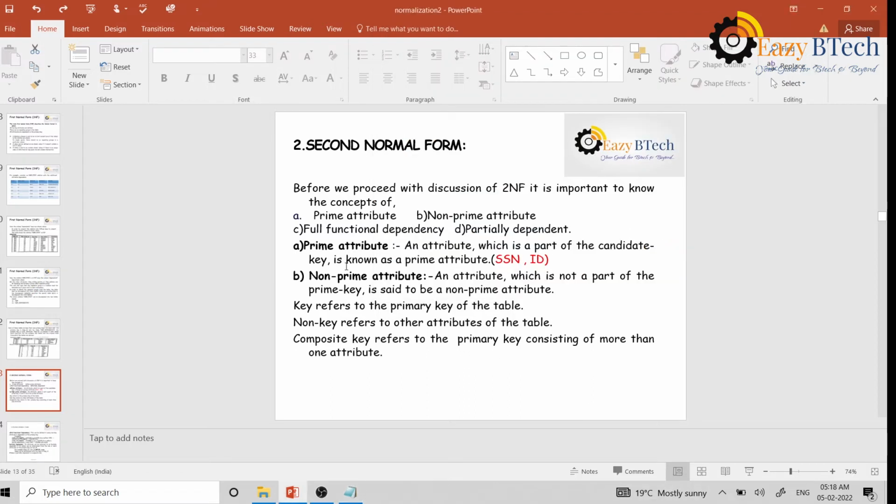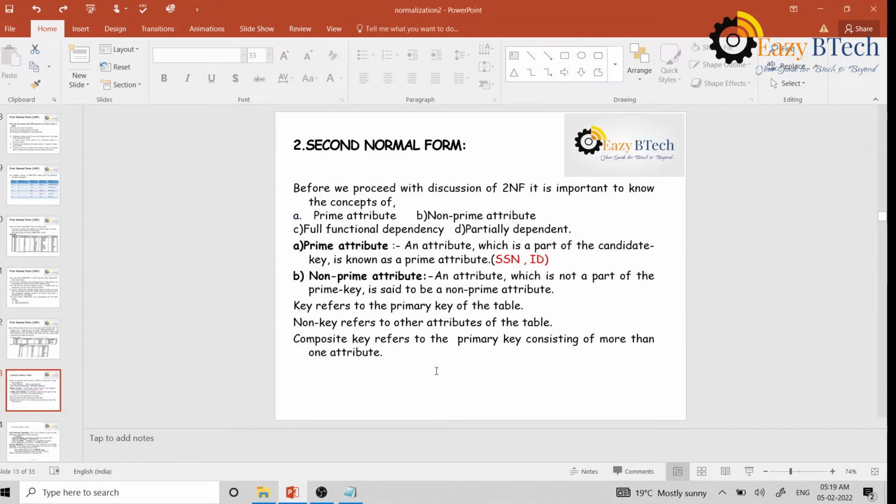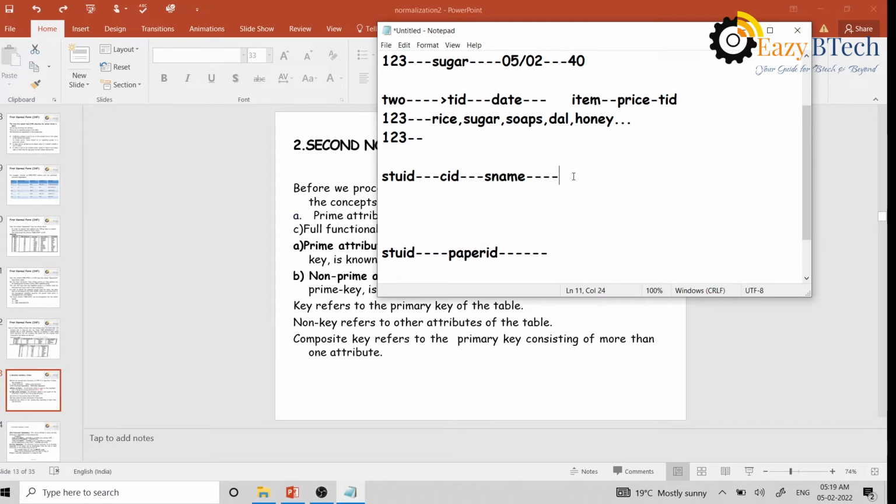An attribute which is a part of the candidate key is known as a prime attribute. Here, student ID and course ID are prime attributes. A non-prime attribute is an attribute which is not part of a primary key. Suppose in this example we have student ID, course ID, student name, course name, and fee, like that.